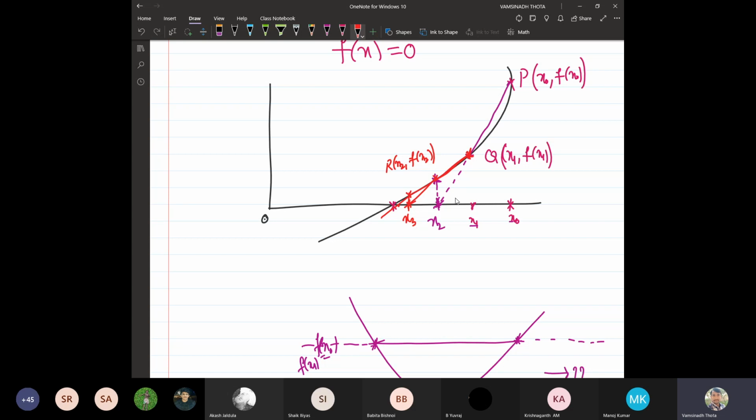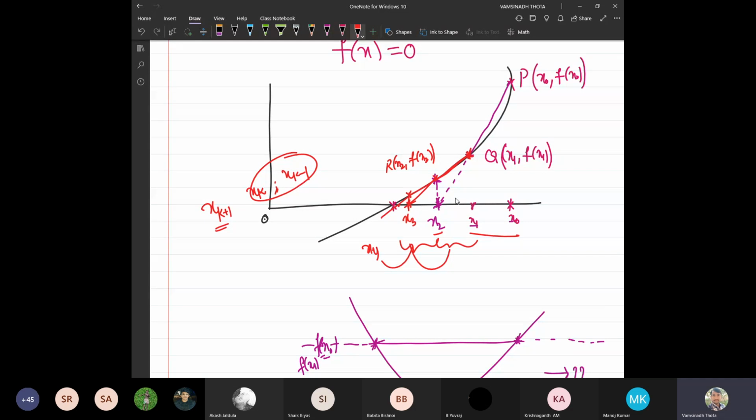So basically, initially we have two initial approximations, x0 and x1. Then we find x2. Now based on x2 and x1, we find x3. And in the next step, based on x2 and x3, we find x4. So basically the iteration point xk plus 1 depends on xk and its previous iteration point, two iteration points.